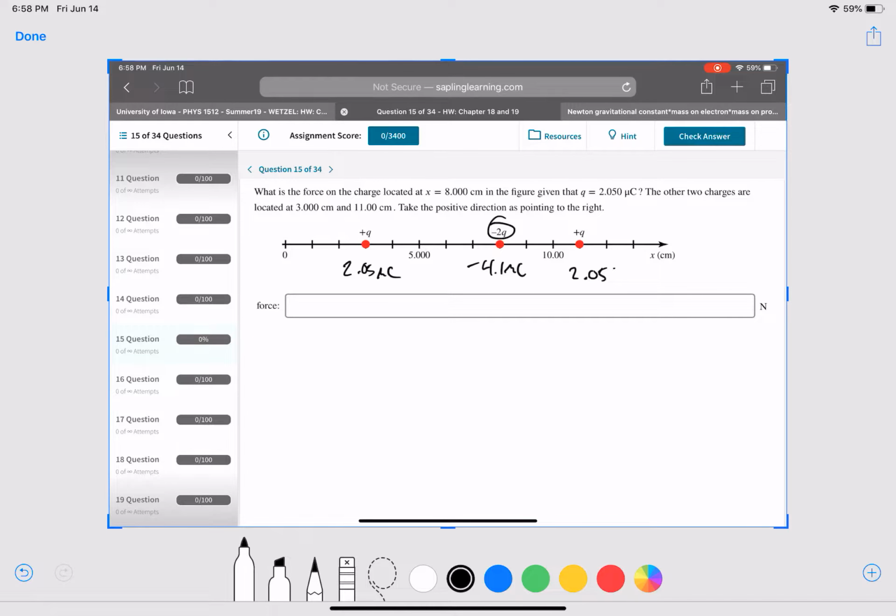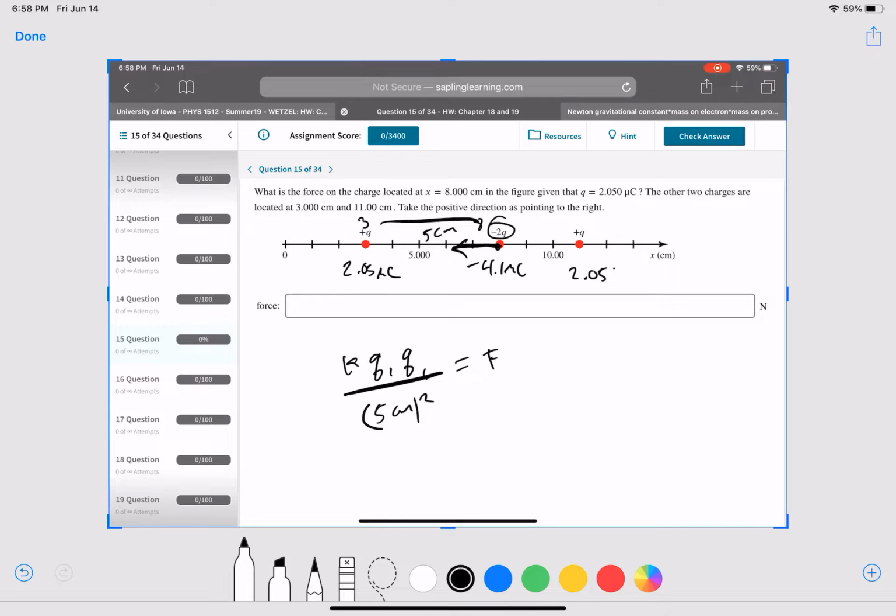So divide and conquer here. This is at 3 centimeters. This middle one is at 8 centimeters. So the separation between these is 5 centimeters. So you're going to do Q1, 2 microcoulombs, Q2, minus 4 microcoulombs, divided by 5 centimeters squared. Put that on Wolfram Alpha. That'll be the force. This guy is going to be attracted towards that one.